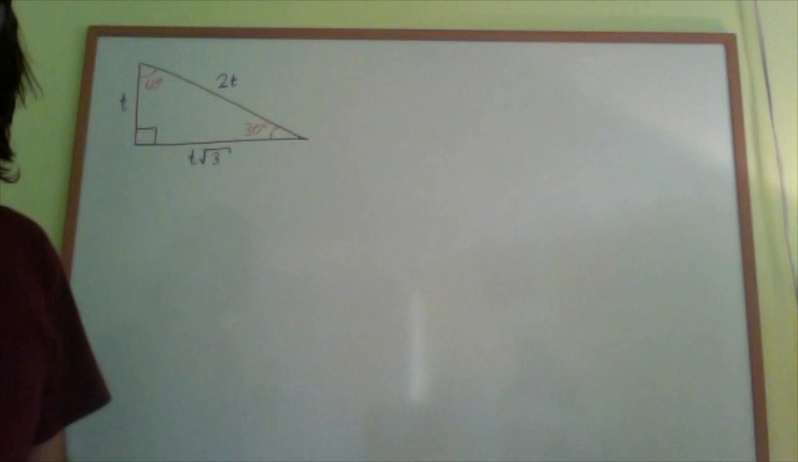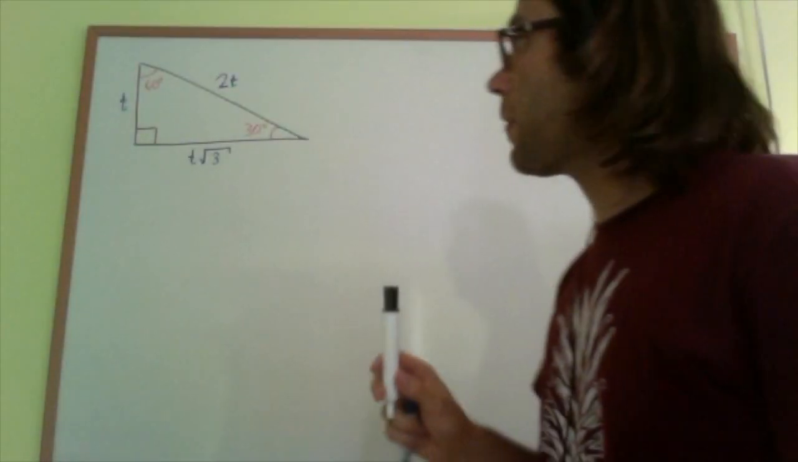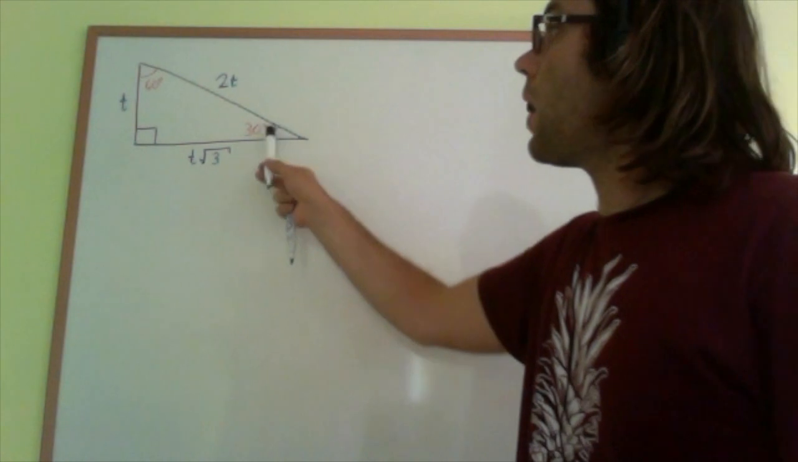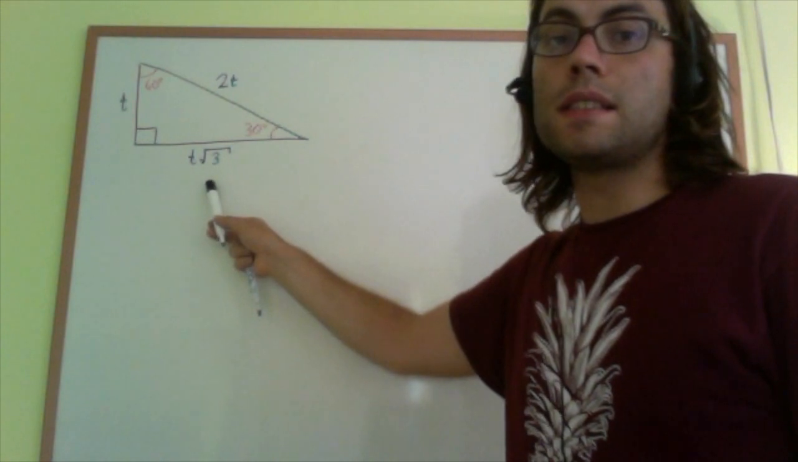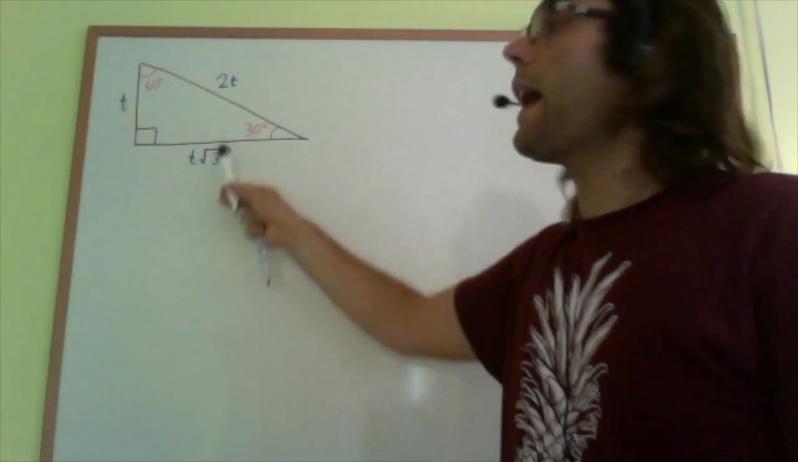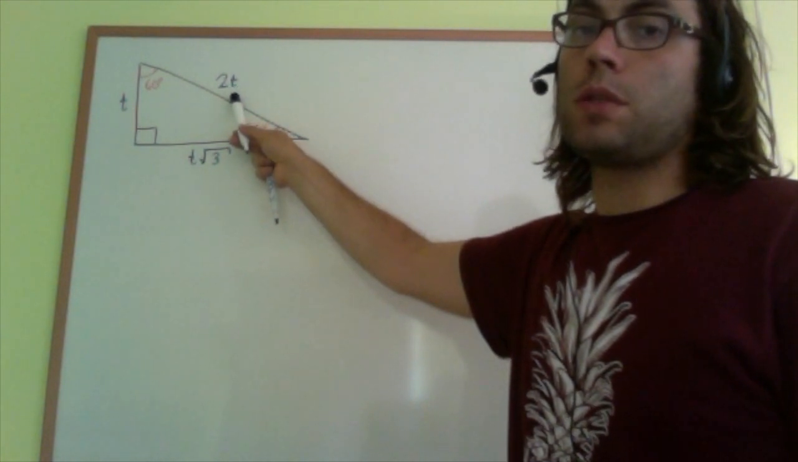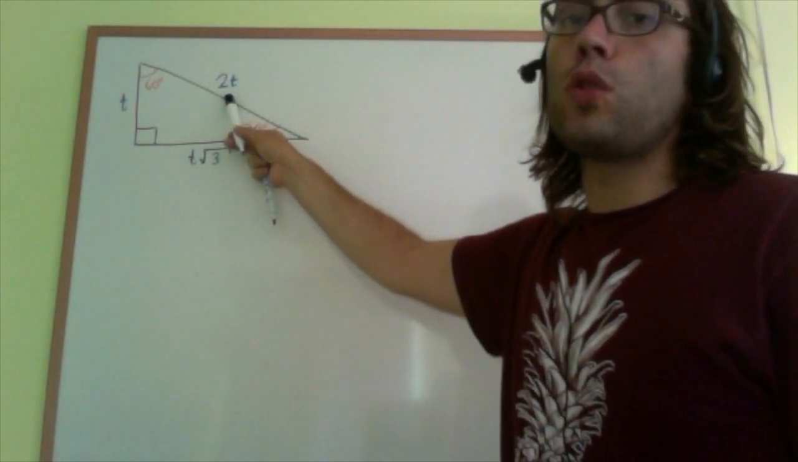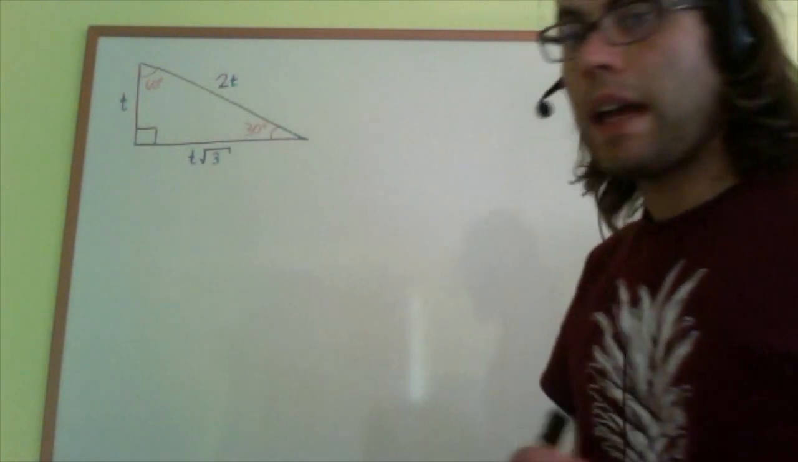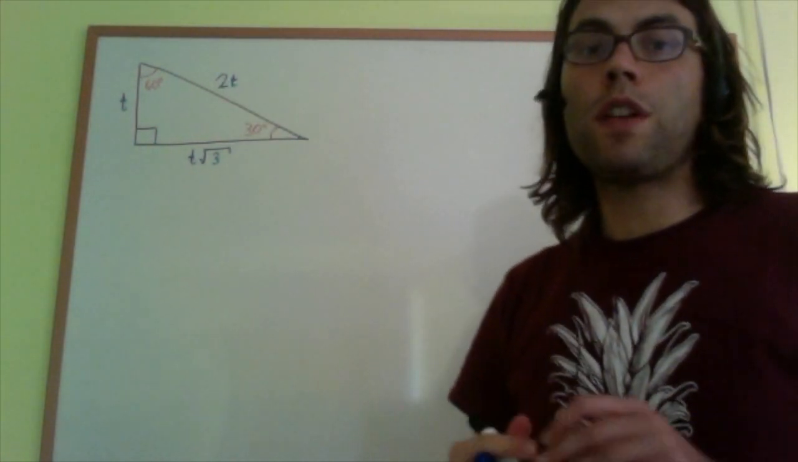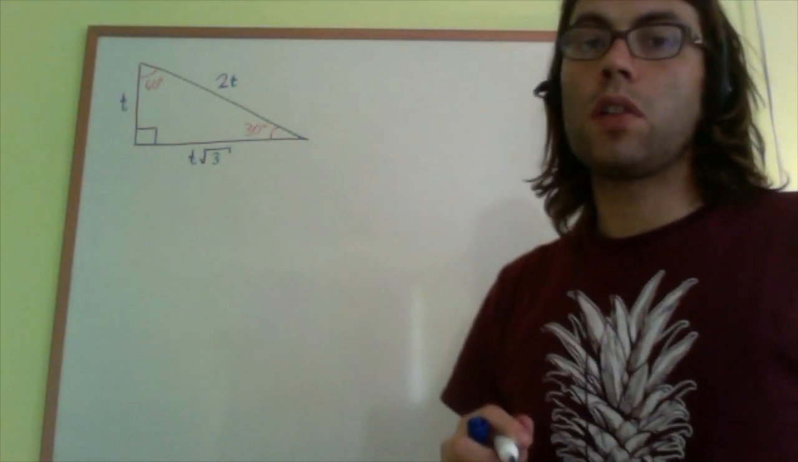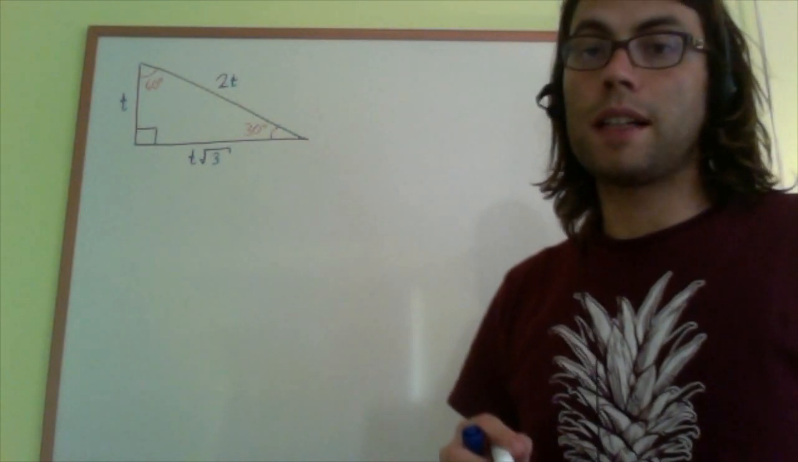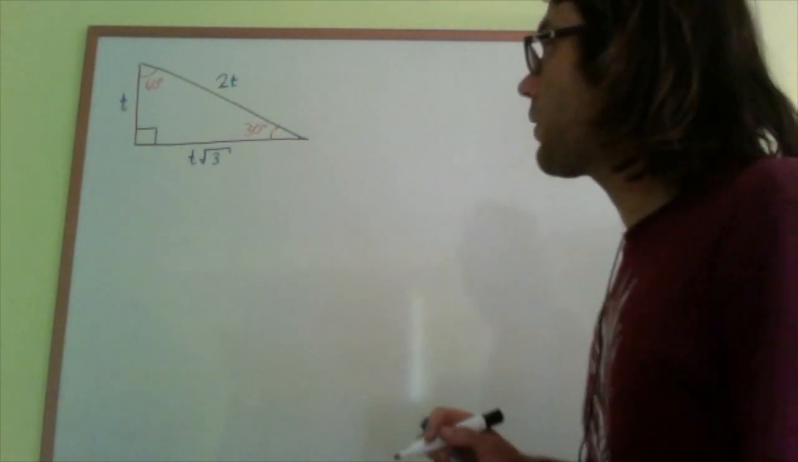And what makes the 30, 60, 90 special right triangle so special is that if the side opposite 30 is t, the side opposite 60 is t root 3, and the side opposite 90, which is the hypotenuse, has length 2t. And so that means that if you're given one of the side lengths and you know it's a 30, 60, 90 special right triangle, you're able to find the other two side lengths easily. Okay, so let's go over some examples.